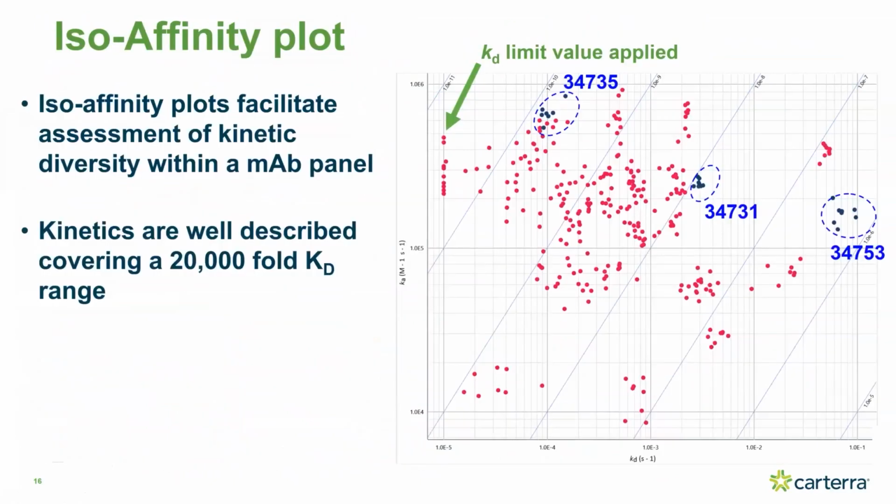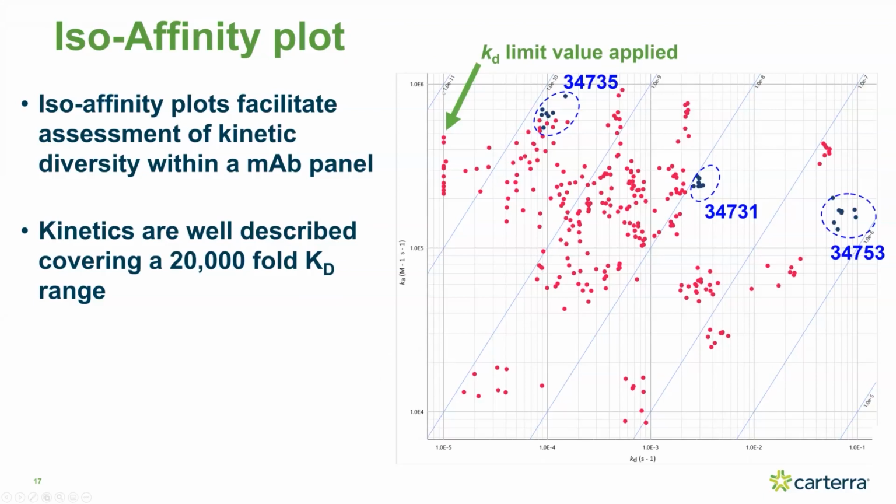So one of the great visualization tools in the software is the ISO affinity plot. This is a great way to view kinetic diversity within your panel of antibodies. If you're not familiar with the plot, the way this works is that we have the off rate on the x-axis and the on rate on the y-axis, and the diagonal lines that are shown as blue represent single affinity, single KDs. And so as you go towards the upper left, the antibodies are higher affinity and they're lower affinity down to the lower right, and you can see the kinetic distribution within those groups.